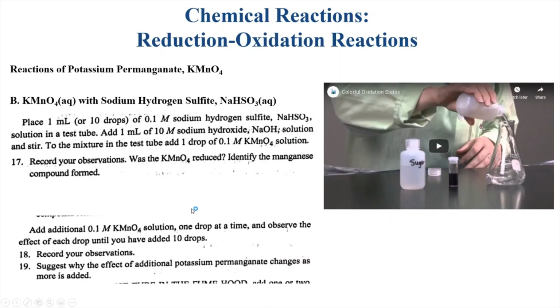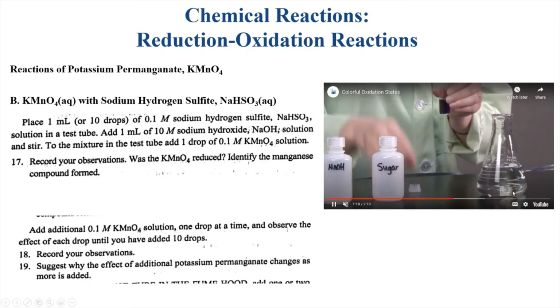Okay, so now let's look at some other reactions of potassium permanganate with some other compounds. In this case, we have potassium permanganate reacting with sodium hydrogen sulfite. Again, the potassium permanganate is going to be our oxidizing agent. The sodium hydrogen sulfite is going to be our reducing agent. In this case, instead of doing this under acidic conditions, we're going to do this under basic conditions. And that is to get everything to be at the right strength so that we get the correct color.